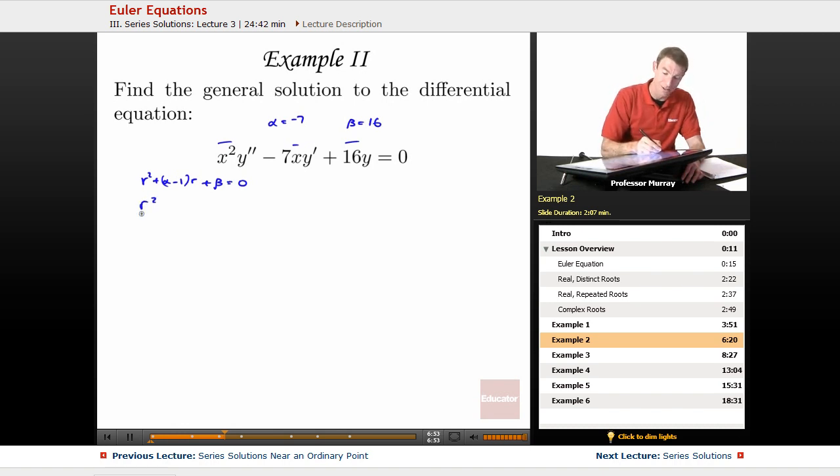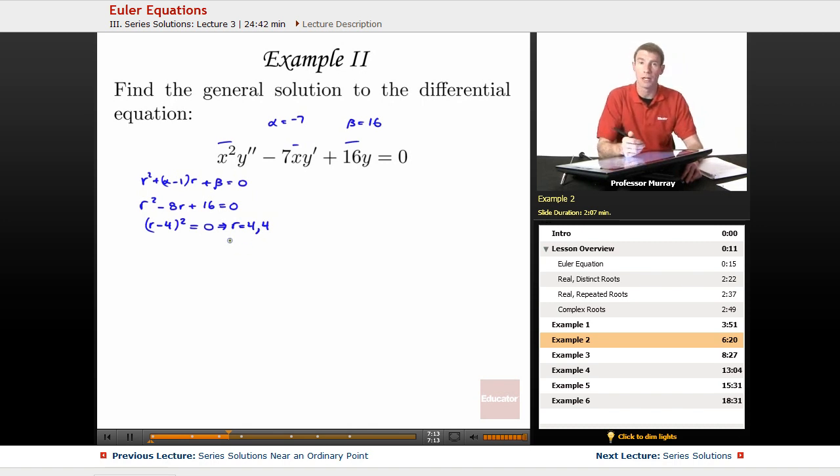So our alpha is negative 7, so alpha minus 1 is negative 8. Minus 8r plus 16 is equal to 0. That factors into (r minus 4) squared is equal to 0. So we get the double root at r equals 4. R equals 4 or 4. So we had a different formula for when we have a double root.